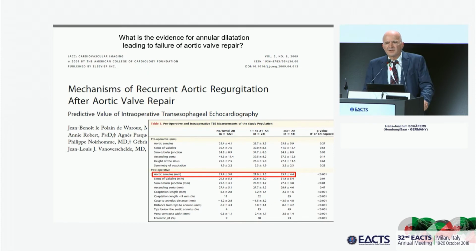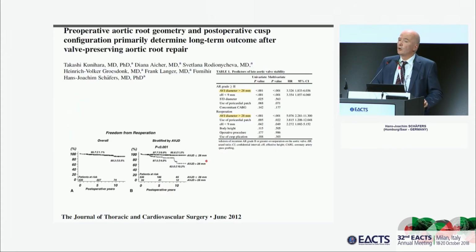Let's first come to the evidence for annular dilatation. Let's go through a few apparently easy pieces of evidence. Aortic annulus in this study here from Brussels in patients who had severe or relevant recurrence of regurgitation post-repair was significantly higher. So the annulus is a problem. We also found the same, apparently, published in 2012, valve-preserving surgery, annular diameter was a problem. As you can see here, these patients had poor long-term durability.